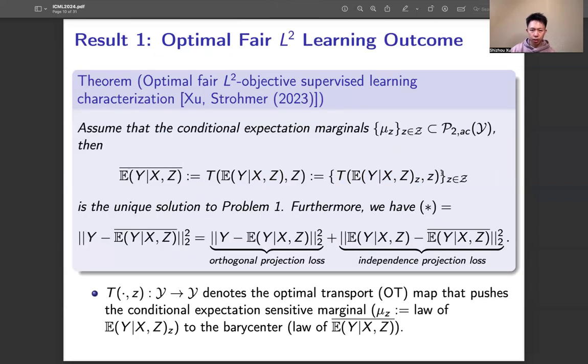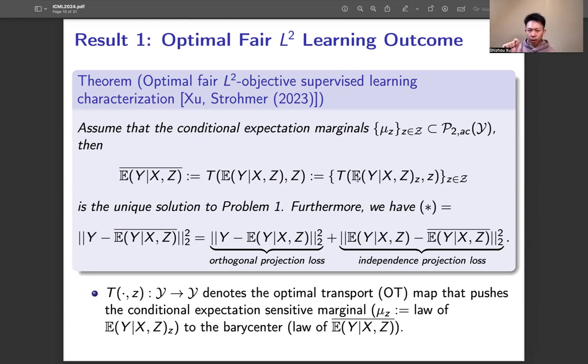Our first result shows that there exists a unique solution to problem one, and it can be constructed as the following. So first, one finds the conditional expectation of y given x and z, which is the optimal prediction in the L2 sense. After that, we find the sensitive groups of the conditional expectation, denoted by conditional expectation sub z. After finding those prediction sensitive groups, we find the Wasserstein barycenter, which is the closest point on the Wasserstein space to those sensitive groups. Here, Wasserstein space is a metric space consisting of probability or data distributions.